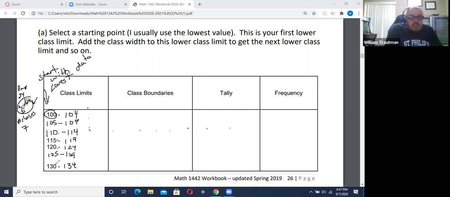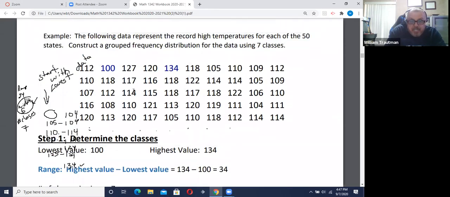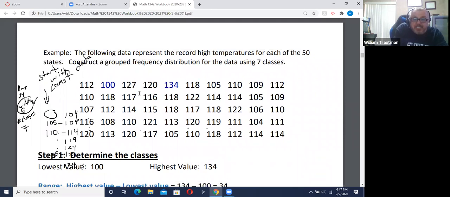So if you notice, 134 is the highest piece where my data fits. There should not be any data higher than 134. If we did everything correct, there should not be any data higher than 134. When we come up here to our data, look, the highest data is 134.